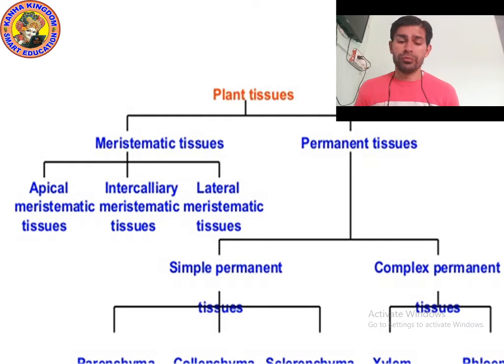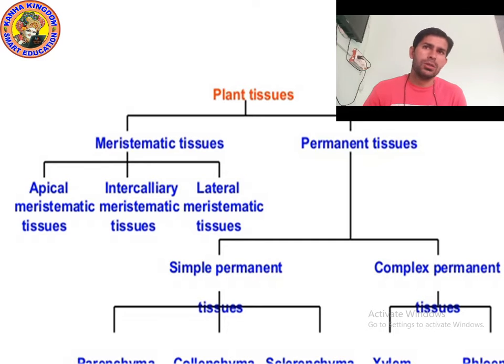So, we have been studying chapter number 6, tissues. Today we will study some more types of plant tissues, permanent tissues. Last time we categorized the plant tissue into different categories, and we also studied meristematic tissue. Do you remember? Before we start today's topic, let's revise whatever we studied in the previous class.